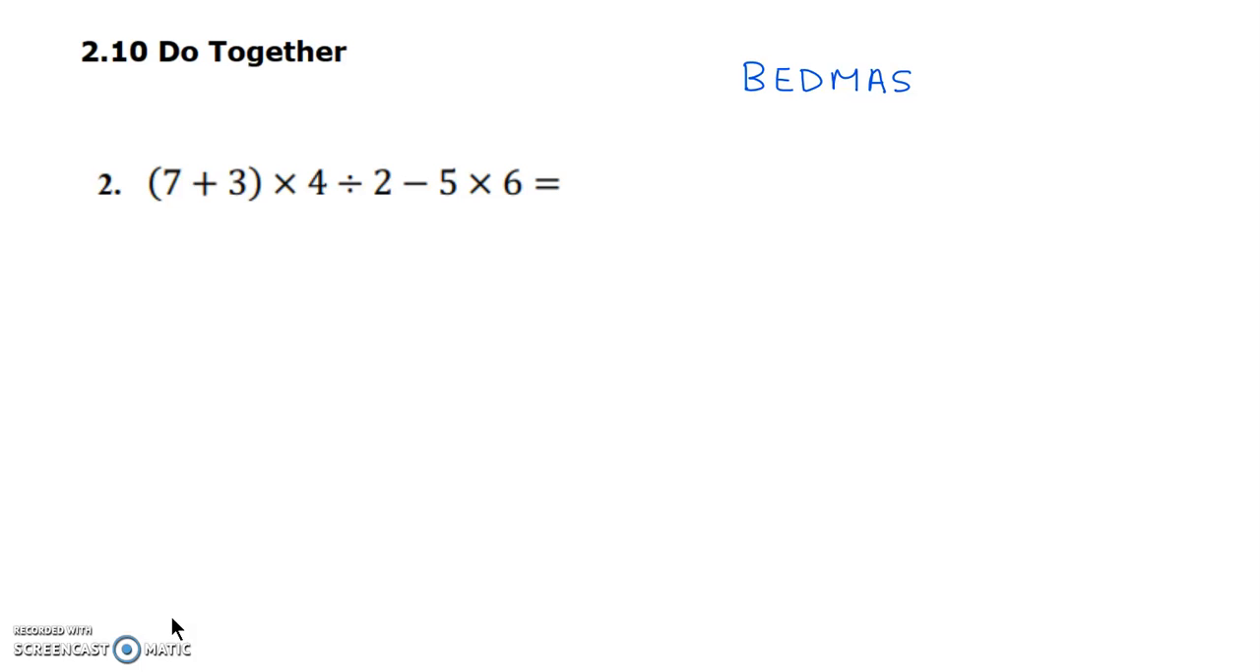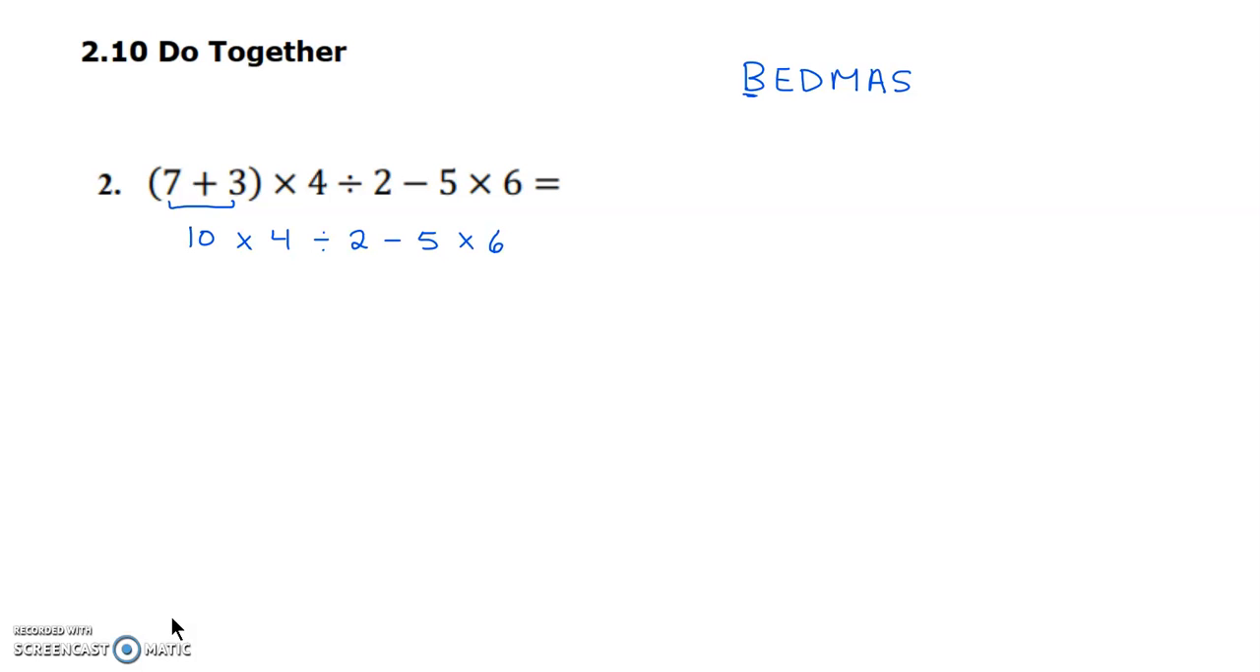Definitely we can't do all of that at once, so we're going to take it one step at a time. The first thing we're going to do is our brackets. So 7 plus 3 is 10. And then I copy everything else down just so I can stay organized and then assess where I'm at now.